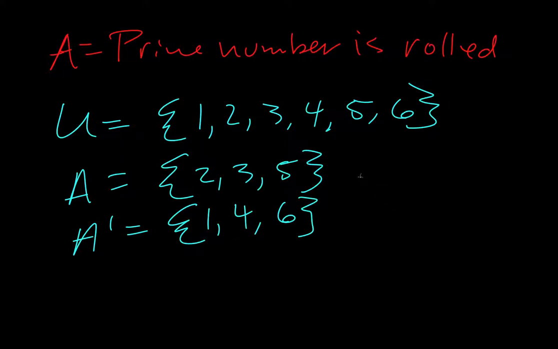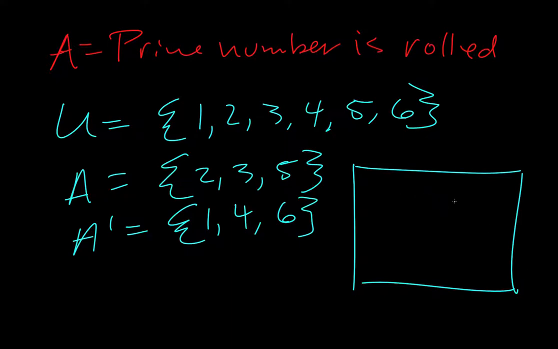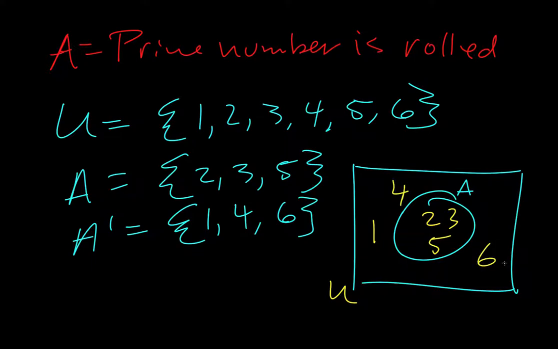Now the next part is draw a Venn diagram of this situation. And so we have A, we consider this our U. So we write everything that's in A, 2, 3, 5. Then we write the rest of the stuff, 1, 4, 6. Okay. Now we're going to move on to example 4.